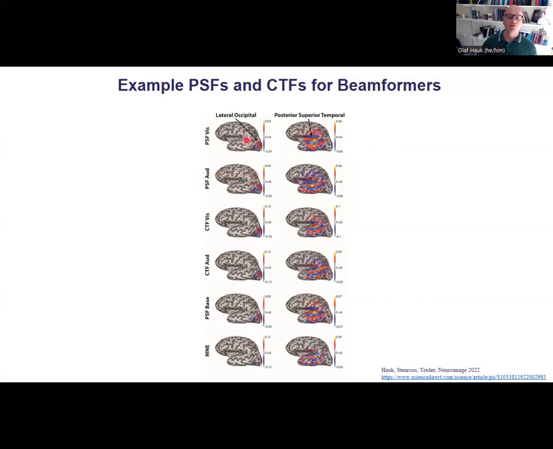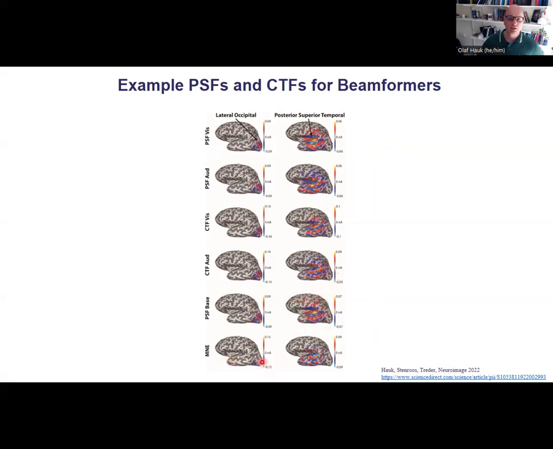Also, what we see is that point spread and crosstalk functions don't seem to differ that much across these conditions. I also have a beamformer computed with a covariance matrix from the baseline interval that also doesn't change very much. So that's the good news, actually. The different beamformers from different data sets don't seem to differ that much. However, we can see that these are quite widespread. So we have quite spatially extended point spread as well as crosstalk functions.